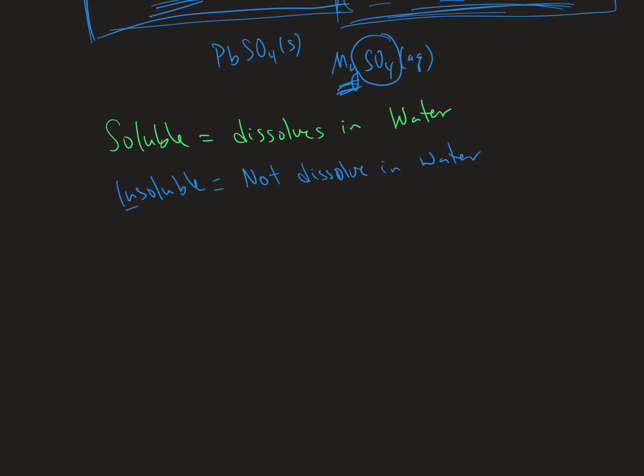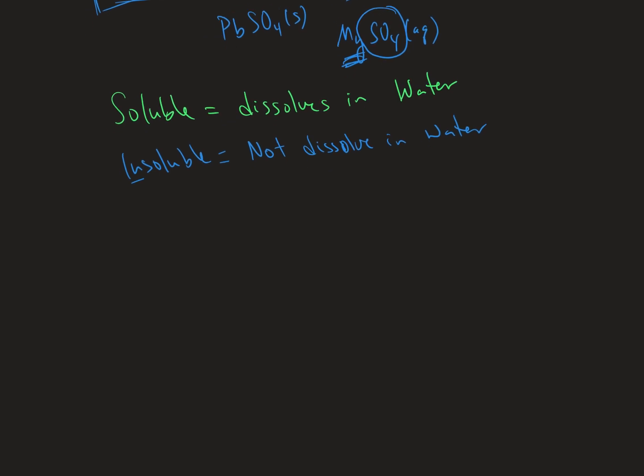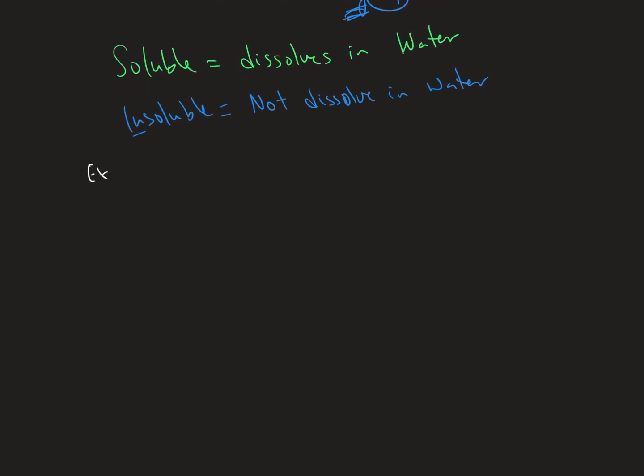Should we do some examples? Okay, example 1. Who can tell me what that's called? Ammonium nitrate. Soluble or insoluble? Soluble, so we put what in parentheses? AQ. We're good? Dissolves in water, forms aqueous solution.